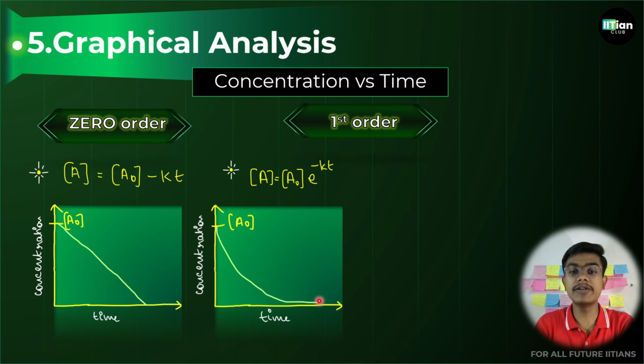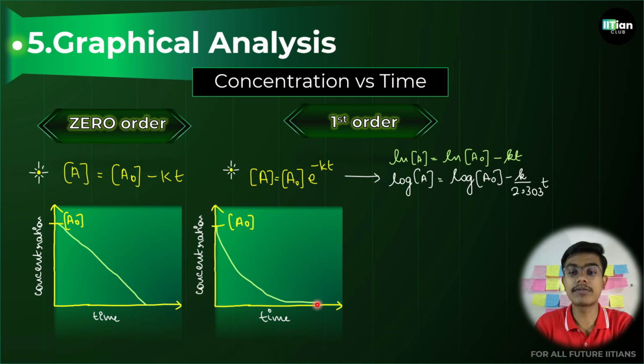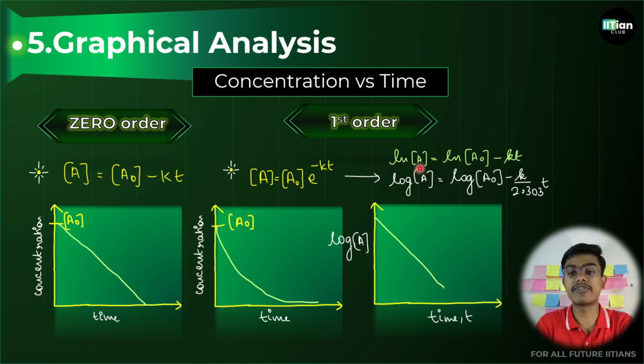And what we'll be doing is plotting a different graph for first order. We'll be taking log on both sides. First we'll be taking ln on both sides and we'll be getting this expression. And when we convert ln using the formula ln is equal to 2.303 into log, we'll be getting this.